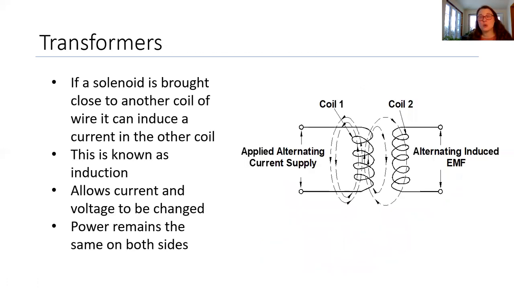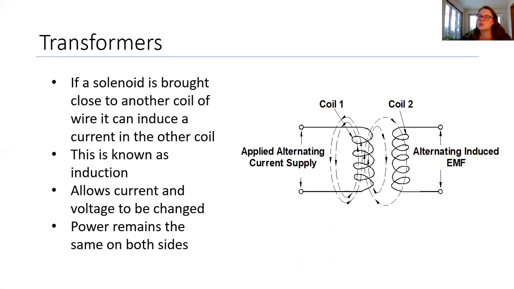So transformers work on electromagnetism. Basically, a transformer has two coils, like two solenoids, and we bring them close together. You saw at the beginning, I said if you take a coil and pass a current through it, it makes a magnetic field. If we can bring another coil close enough, not touching, but really close, these arrows represent the magnetic field around it. If it's close enough that it's affected by the magnet created by putting current through the first coil, we can make current happen in the second coil.